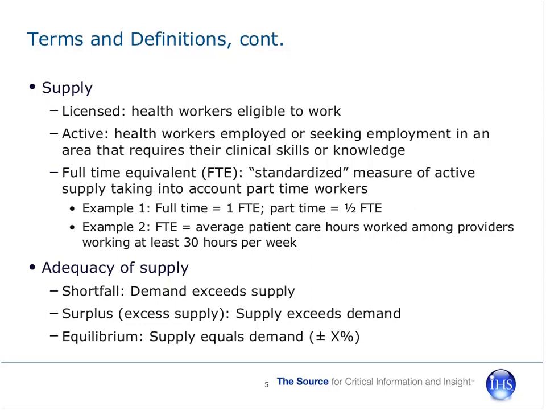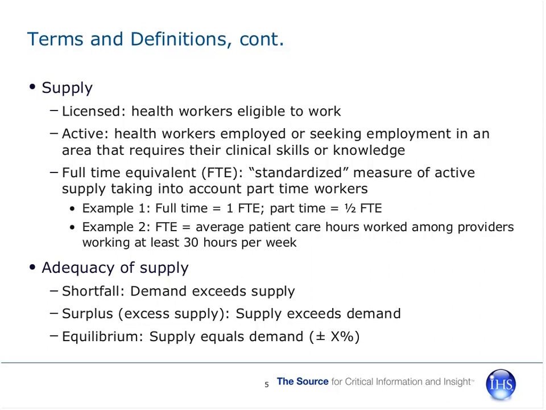When we compare supply and demand, we sometimes refer to this as the adequacy of supply. And if we talk about a shortfall, that just simply means that demand exceeds supply, or surplus where supply exceeds demand. Now, the terms shortfall and surplus are sometimes loaded terms, and people might try and get around that by, instead of saying a surplus, we might just say we have excess supply, but it means the same thing. And then if supply and demand are relatively in balance, we might say they're in equilibrium.